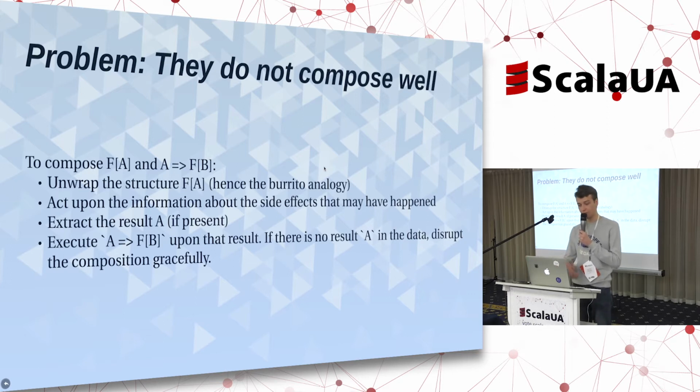After that, you need to act upon the information about the side effects, like I said. If the result A that you are looking for is present, then you extract this result and do whatever you want to do with it. In our case, it is composition with another effectful computation. So you call the function A to F of B on this thing. Otherwise, you need to specify how to disrupt the computation gracefully. For example, if there is no result, if it is an Option that is None, or if it is a Try that is a Failure, then you need to specify how to gracefully exit from the computation.